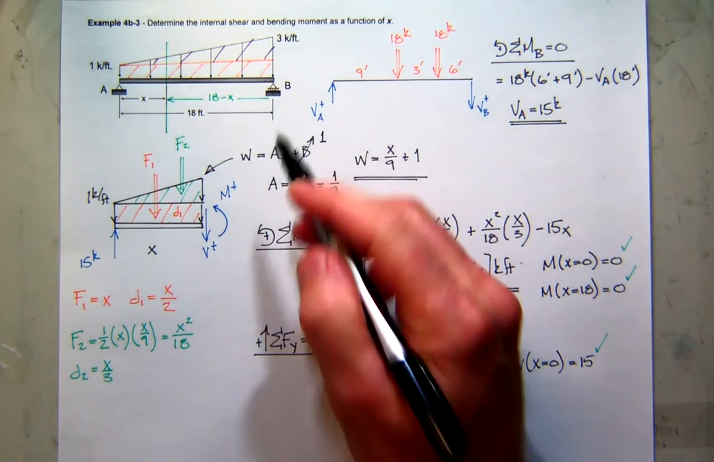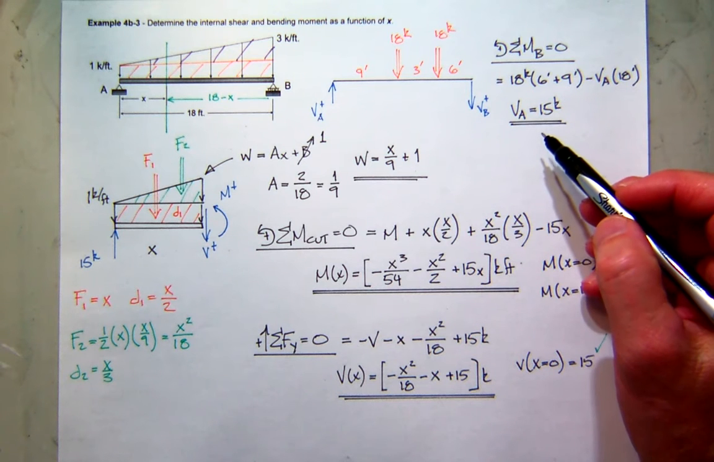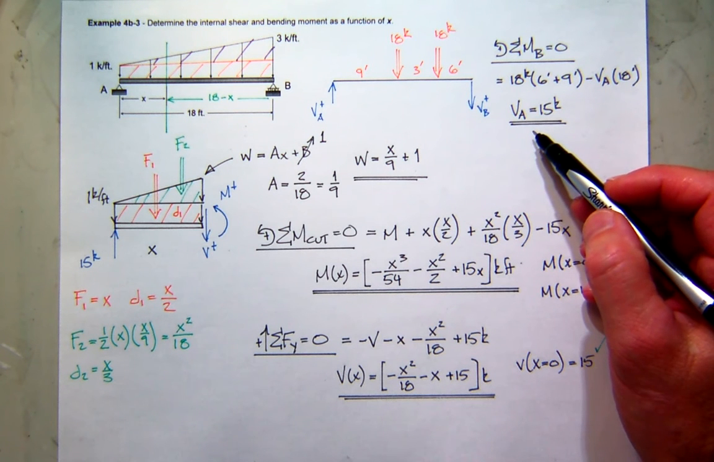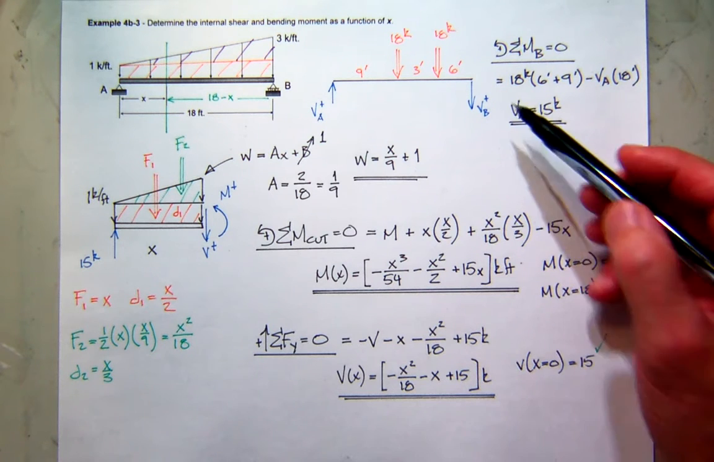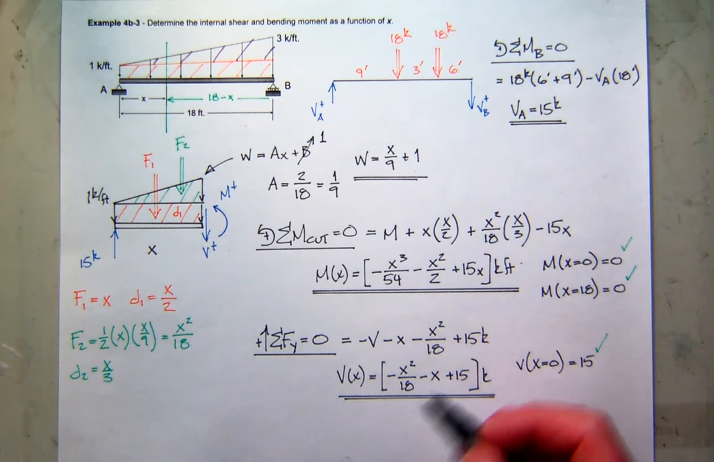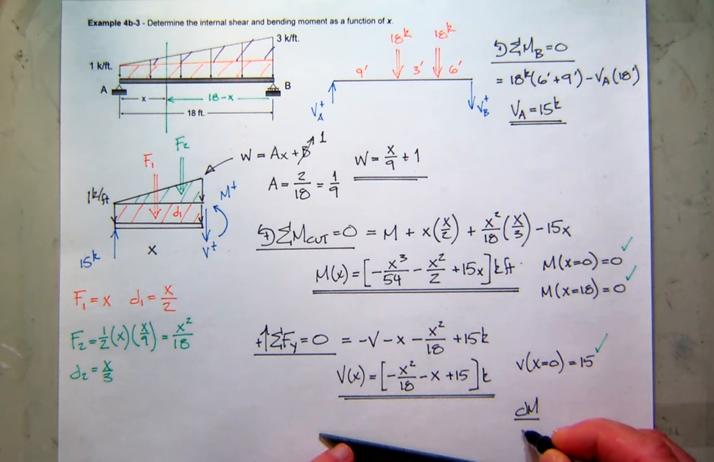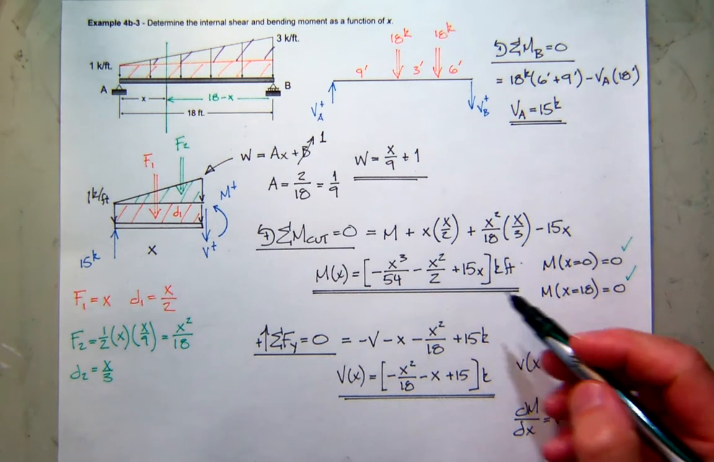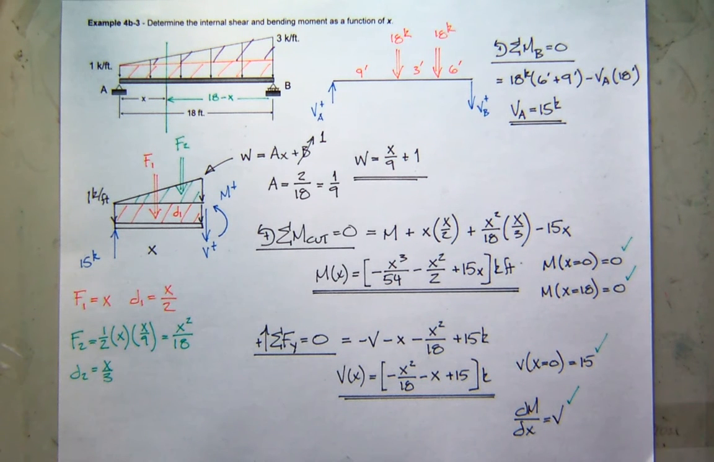Now we didn't solve for the shear at B. We could have. We'd have found the shear at B to be what? I think it's negative 21, just looking at the equilibrium of this thing. And if you plug in x equal 18 here, I hope you'll get negative 21. That one you don't have access to. But we do have the notion that the derivative of the moment should be equal to the shear. And if you take the derivative of this equation, you do get that. So it looks like we're in pretty good shape.